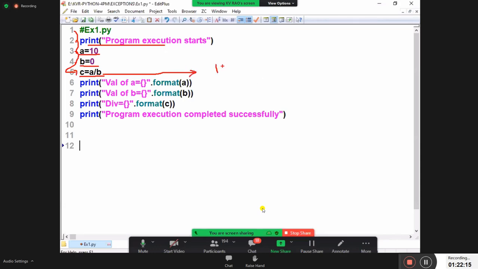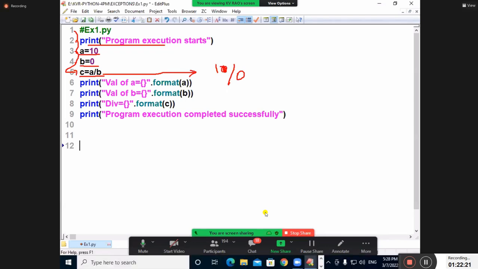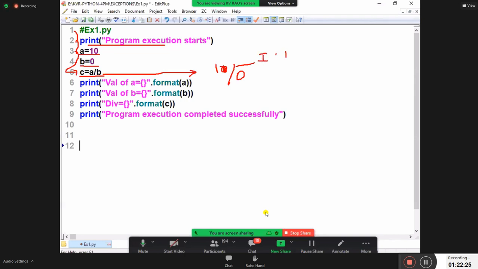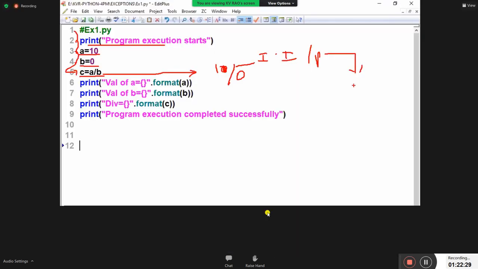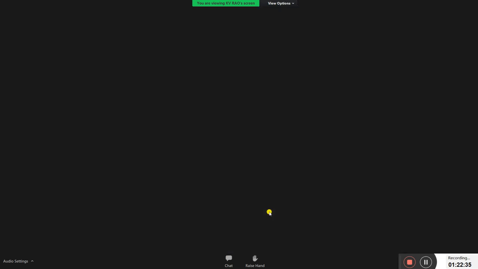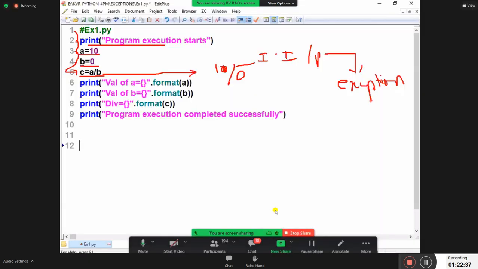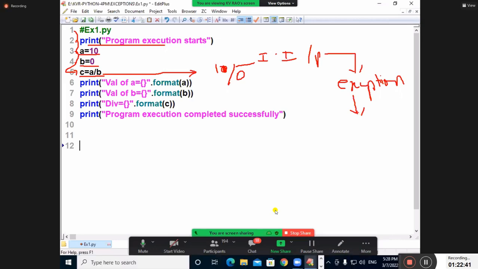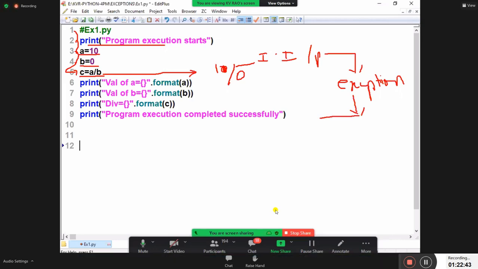Immediately 10 by what? 10 by 0, 10 by 0, 10 by 0, defined or undefined? This is known as valid input or invalid input. Invalid input in Python is called an exception. Already I told you; if you don't remember, I can't do anything. Every invalid input is called what? Every invalid input exception gives what messages? That is what I am saying.